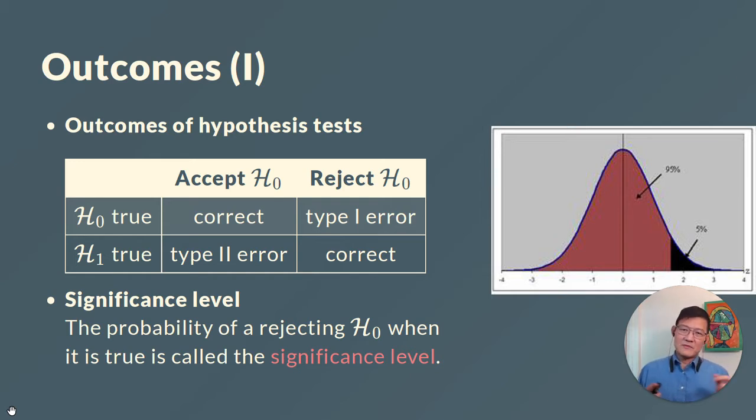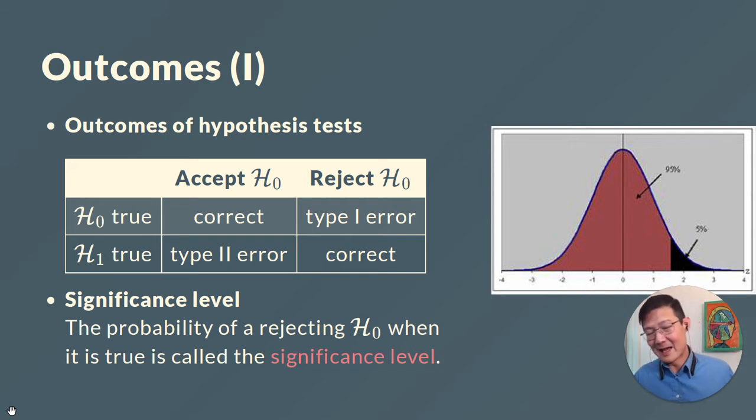Now, there are four possible outcomes of this test. The null hypothesis could be true, or the alternative hypothesis could be true. These are the two rows. And you could accept the null hypothesis or reject the null hypothesis, depending on the test. If the null hypothesis is true and you accept it, this is correct. Or if the alternative hypothesis is true and you reject the null hypothesis, this is also correct. And then the cross terms are these two errors.